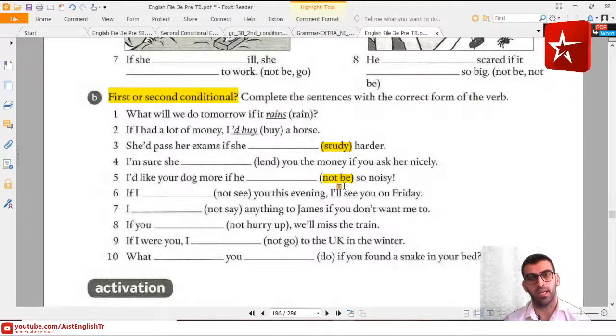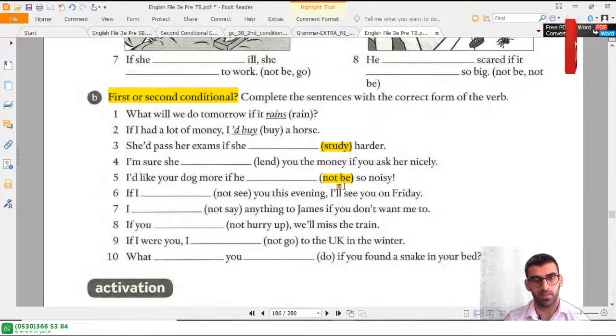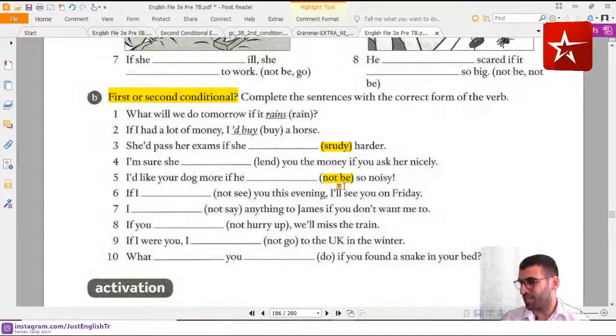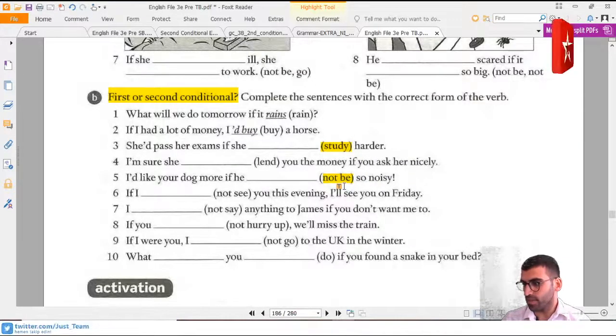Number 10, the last one, the last sentence, and we have to write the correct answer for number 10, and then we will finish today's lesson. What? Blah, blah, blah. If you found a snake in your bed. That is the interesting sentence we are facing at the moment. So what? Blah, blah, blah. And if you found a snake in your bed.